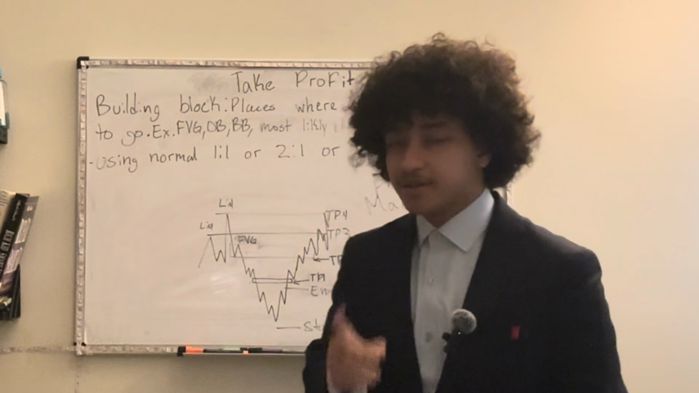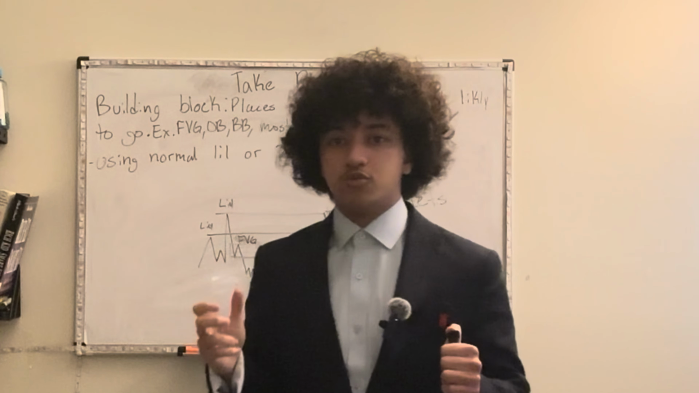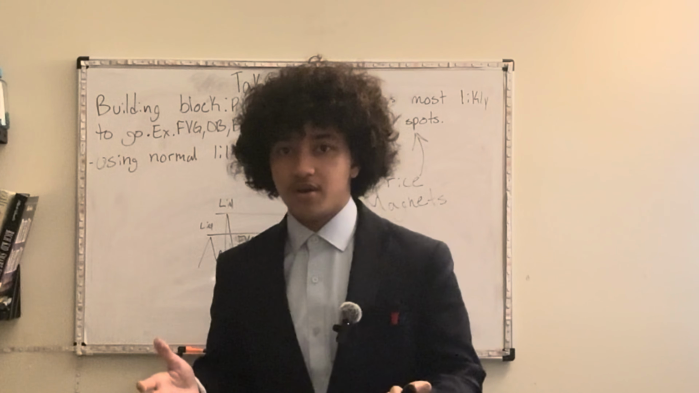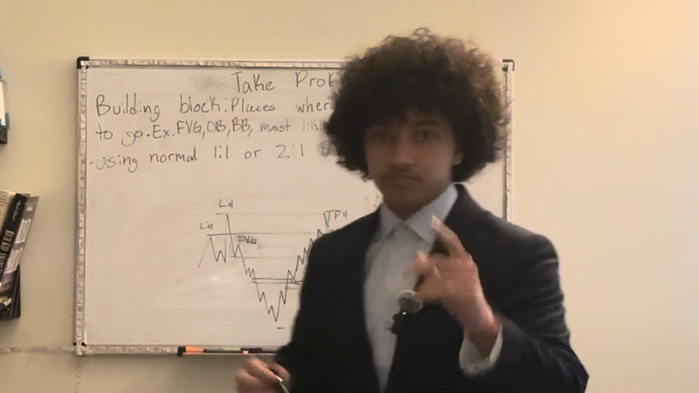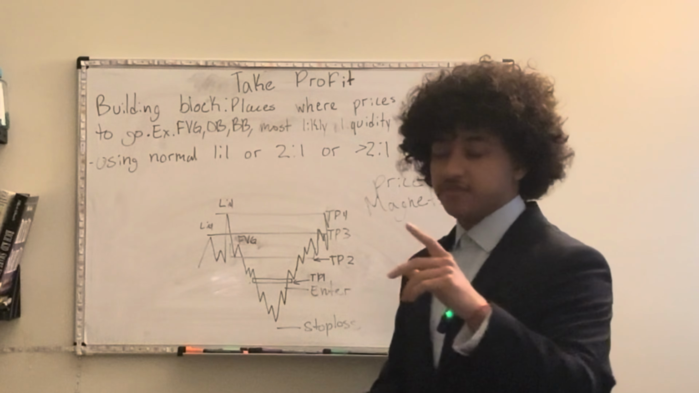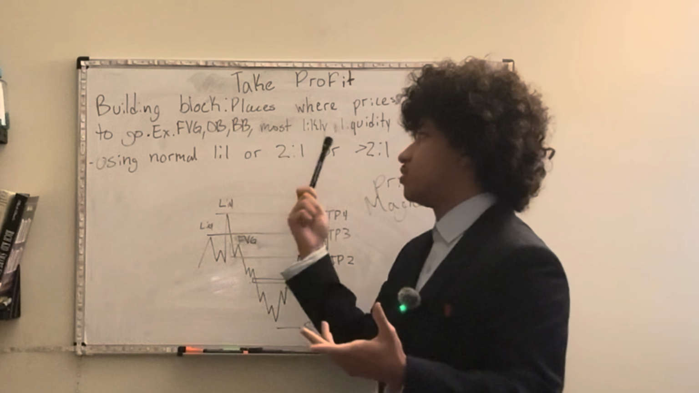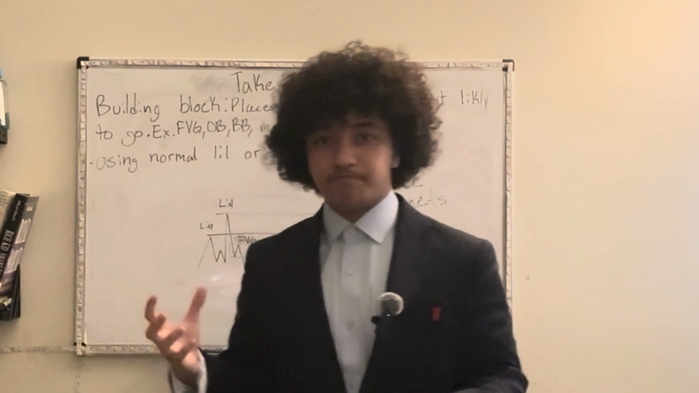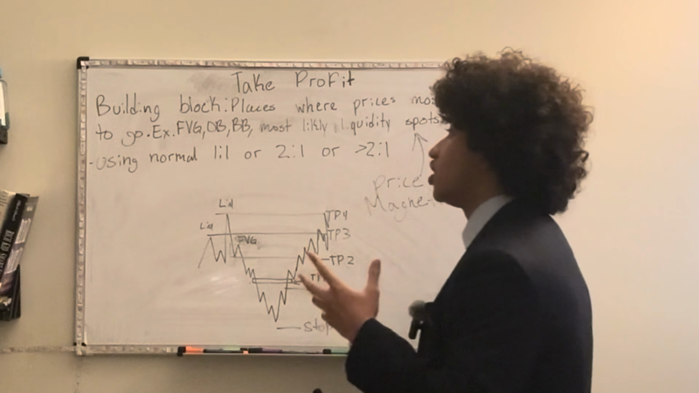Because if you place your stop loss at a bad place, you could get stopped out and see the trade go exactly where you wanted. That happened to me because I placed it too tight. I got stopped out and it went all the way up where I wanted it to go. So stay tuned for that video because it's very important. But for taking profit, you can use a normal 1-to-1 or 2-to-1, or you can maximize your profit and target building blocks.